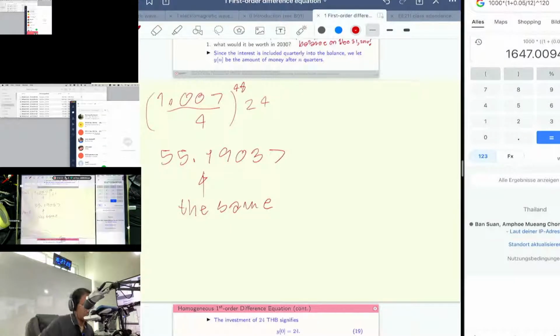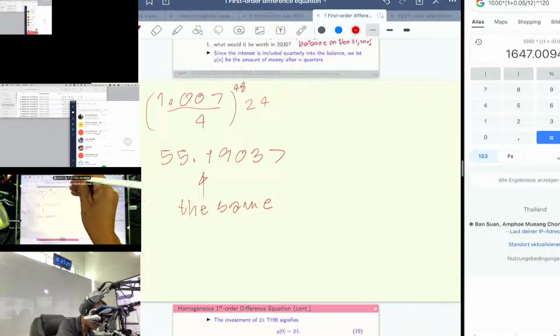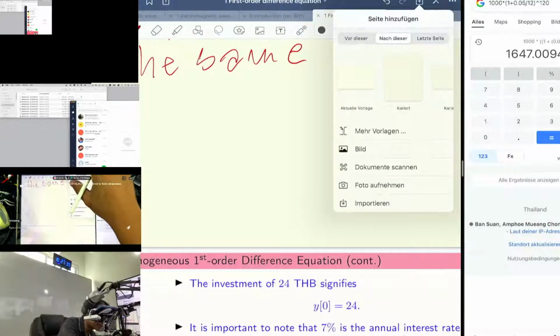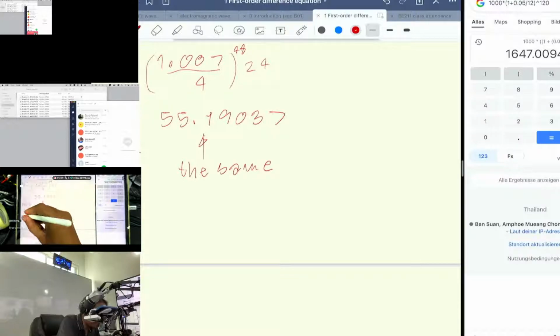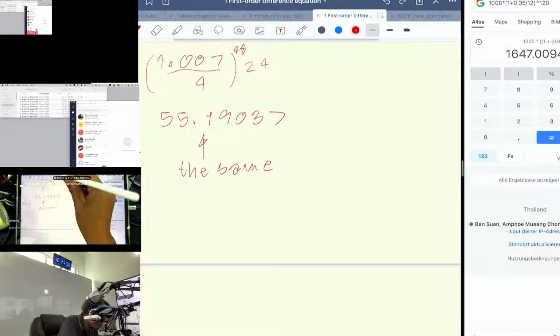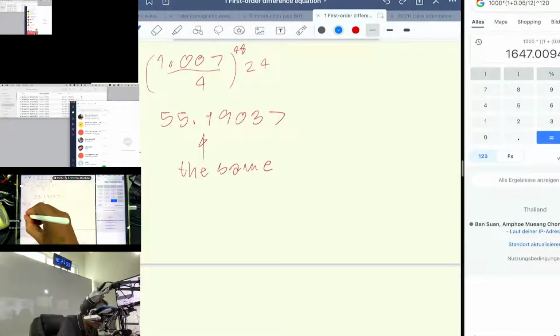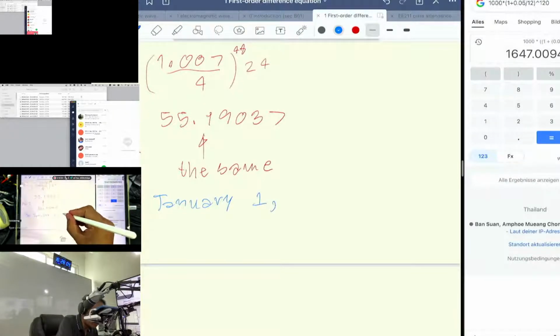Do I need to give the solution? Yes, please do, otherwise people will say I'm not doing my job. Okay, let's open the empty page, we start from, okay, on January 1st of 2019, right? On January 1st, 2019, we invest the money, we deposit 24 Thai baht.